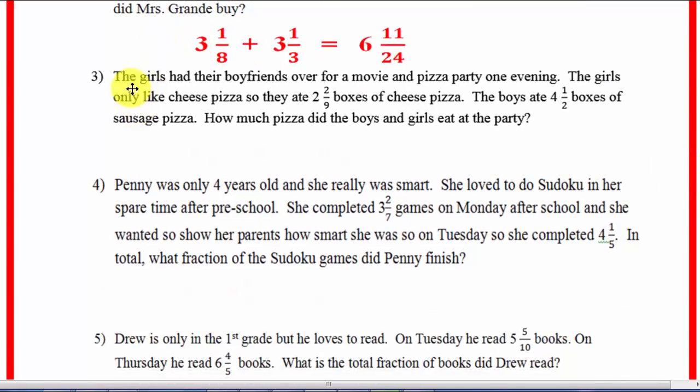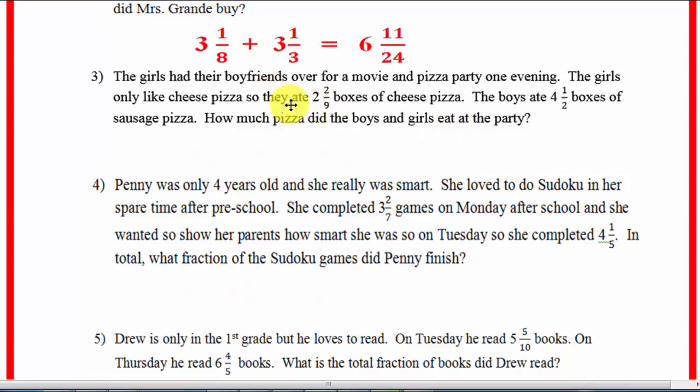Okay, problem number 3. The girls had their boyfriends over for a movie and a pizza party one evening. The girls only liked cheese pizza, so they ate 2 2/9 boxes of cheese pizza. The boys ate 4.5 boxes of sausage pizza. How much pizza did the boys and the girls eat at the party?